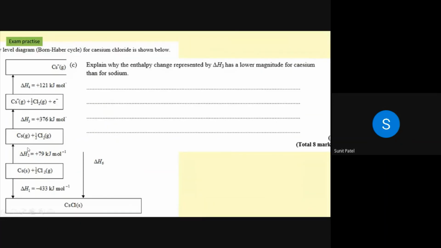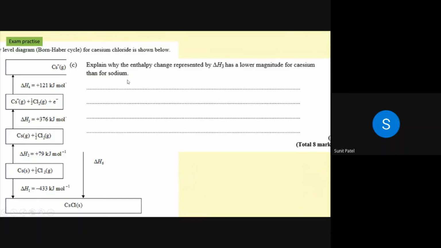So spot the difference. Well, cesium gas has gone to cesium plus ions. Chlorine is still the same. There's a mole of electrons there. Right, okay. So it looks like this is first ionization energy of cesium. So it's lost some electrons. And then it says this value, delta H3, has a lower magnitude for cesium than it does for sodium.